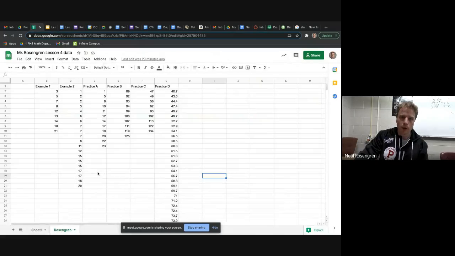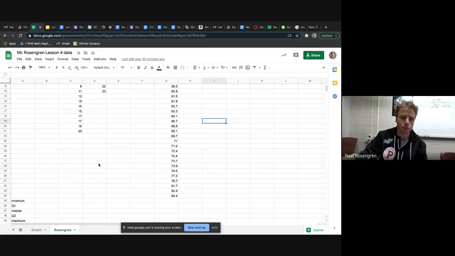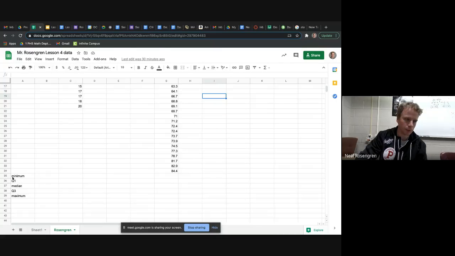And what I want to remind you of is a couple of things. Number one, sorting the data is nice if you have to do this stuff by hand. But the formulas within Google Sheets will do all the work for you, okay? And so what I did is, if you scroll down, like I'm doing here, rows 35 through 39, I wrote down minimum, Q1, median, Q3, and maximum, okay?